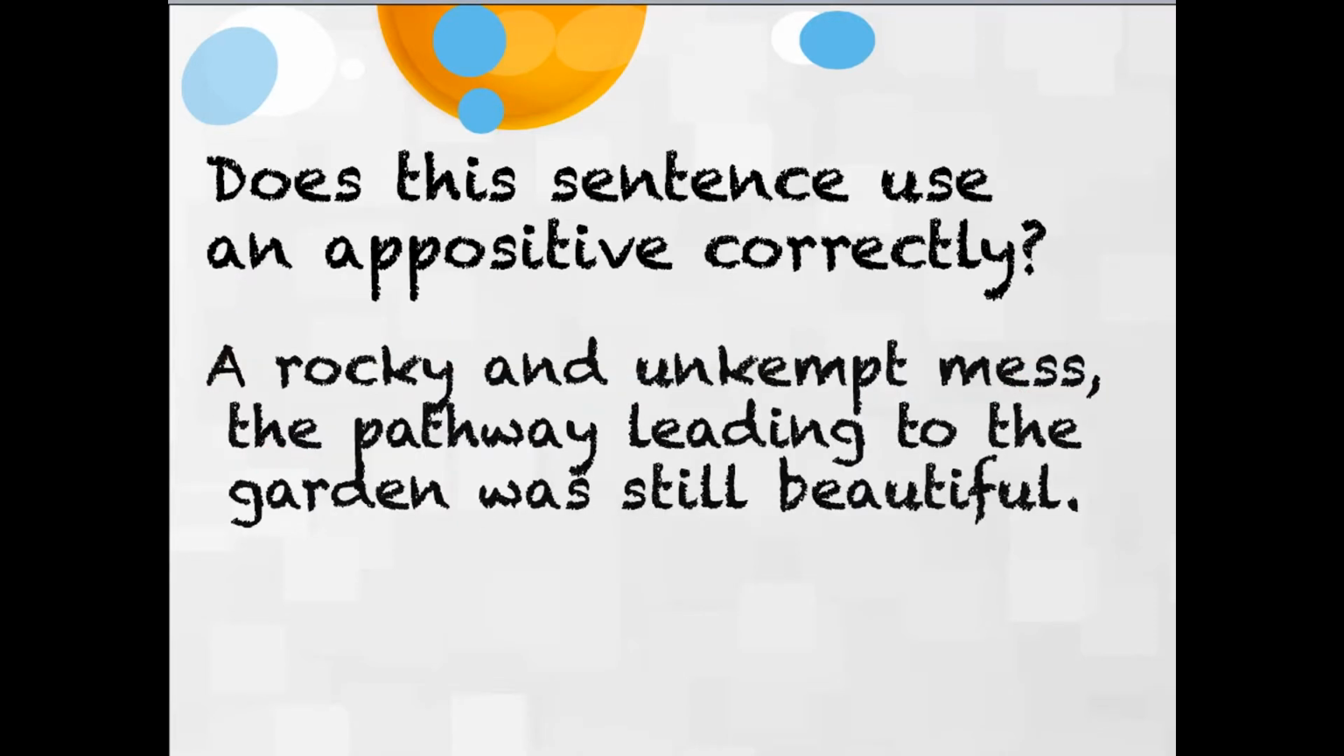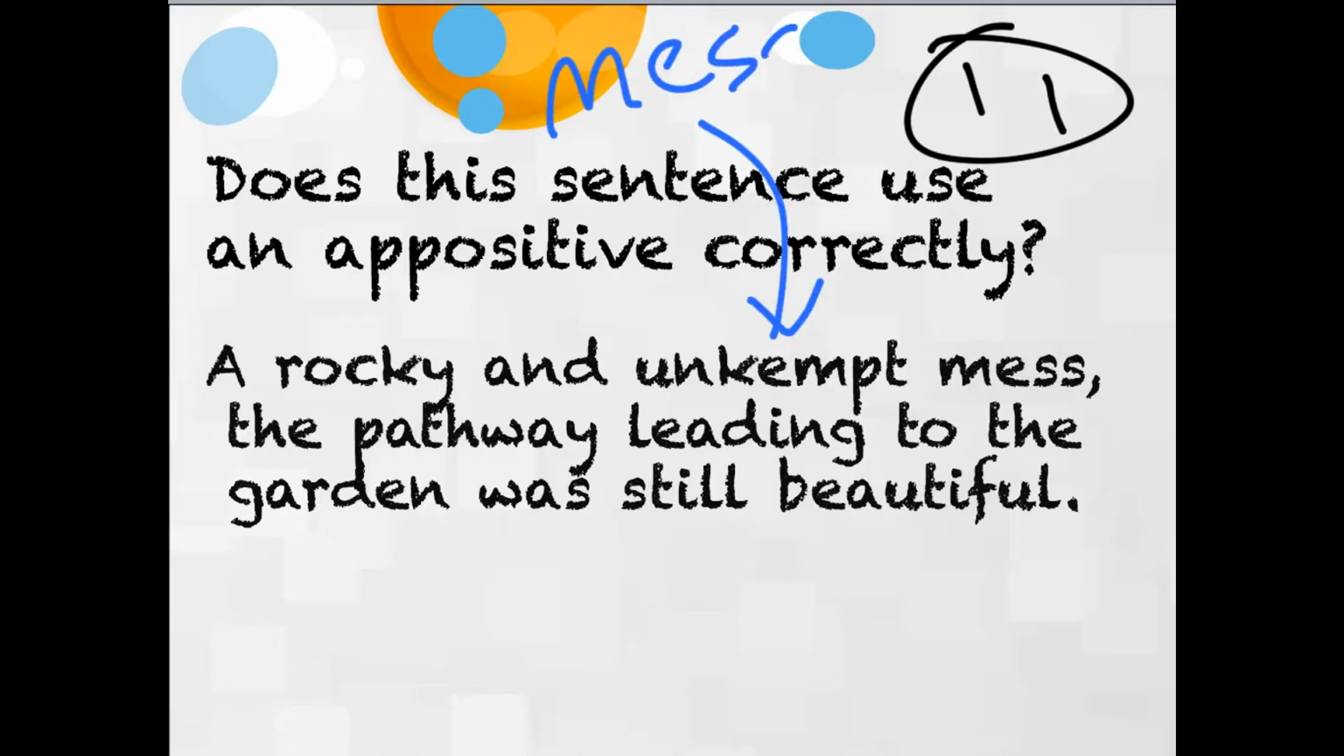All right, really quick, I want you to pause the video and decide, does this sentence use an appositive correctly? All right, hopefully you took a moment to pause really quickly. If you don't know the word unkempt, that kind of means disorganized or messy, so I'll put that here. If you said yes, you are correct again. It follows all 4 rules.